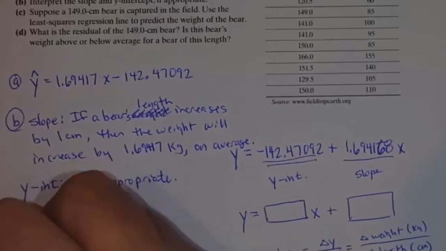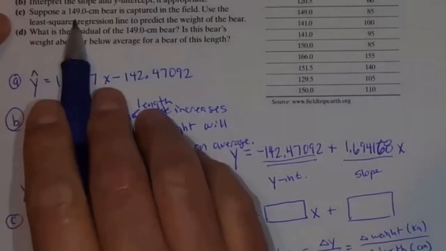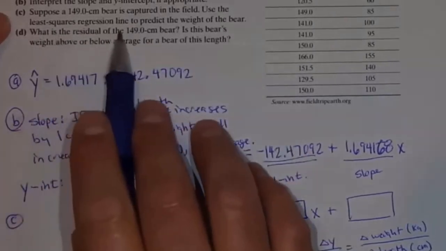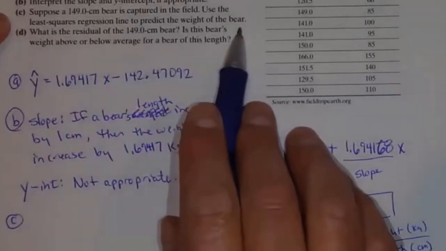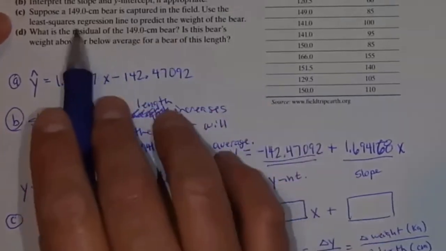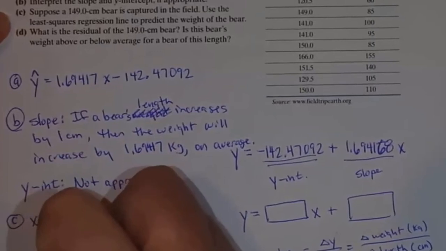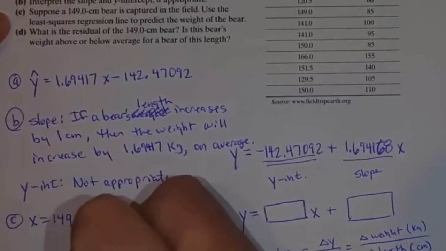Part C. Suppose a 149 centimeter bear is captured in the field. Use the least squares regression line to predict the weight of the bear. So if x is 149, we want to find the predicted y value.